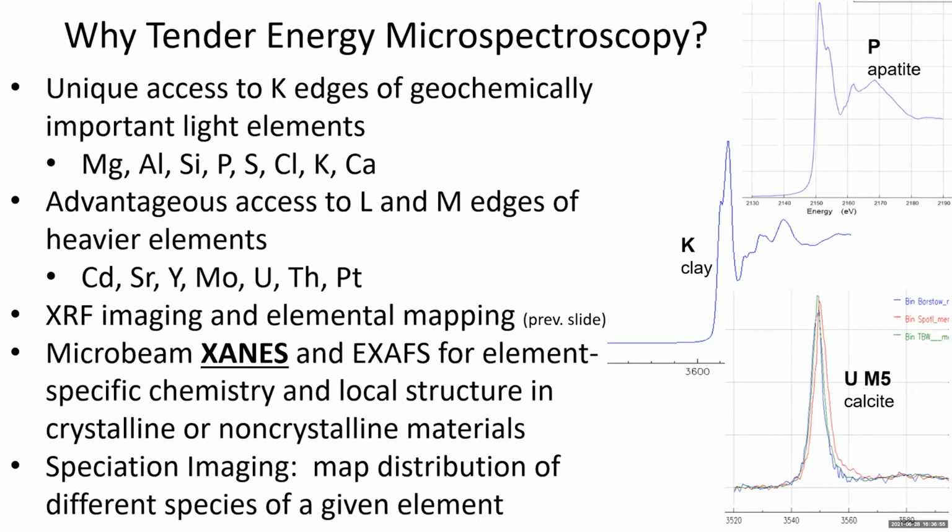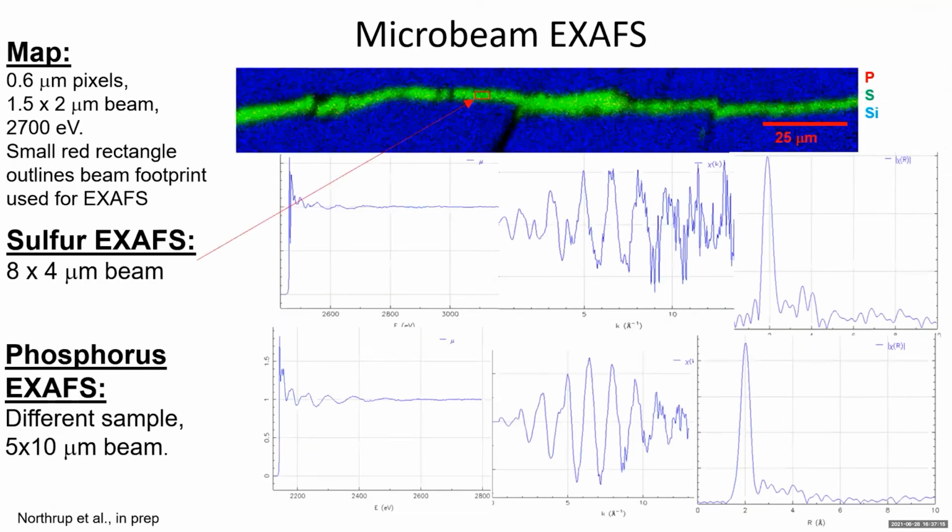Another important tool is speciation imaging, where we map the distribution of different species of a given element. For example, mapping different oxidation states of sulfur or molybdenum. The measurements using microbeam EXAFS provide much more structural information on the local scale.